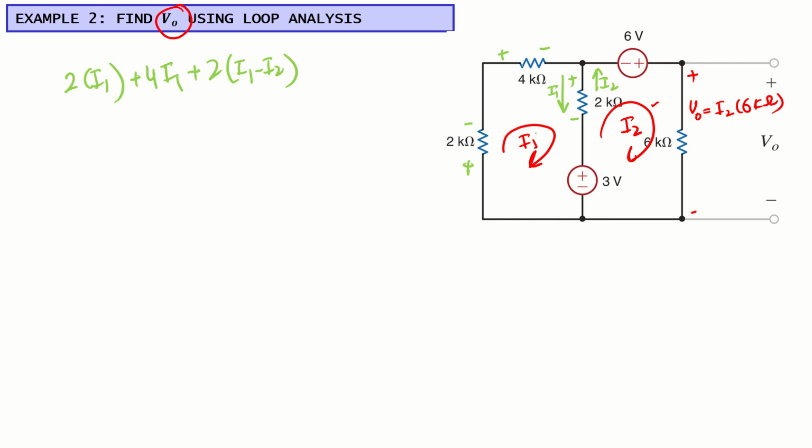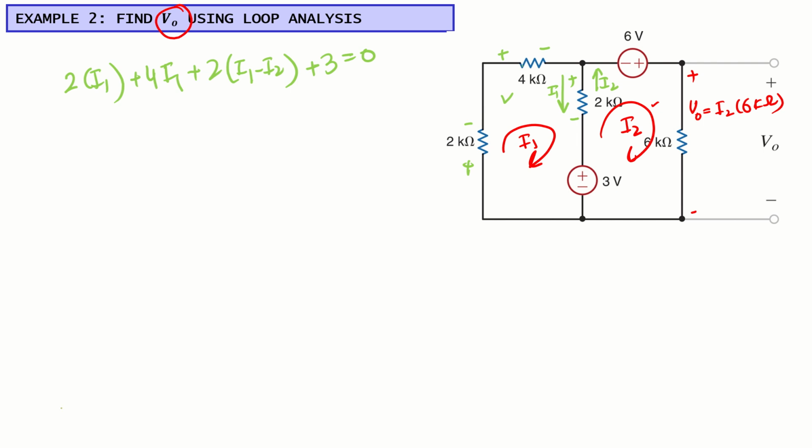We always do it like this because we are writing the loop equation for this loop, so I1 is our reference. Then lastly we have the voltage drop across the voltage source, so that will be plus 3 is equal to 0. Similarly, we can write the loop equation for the second loop.